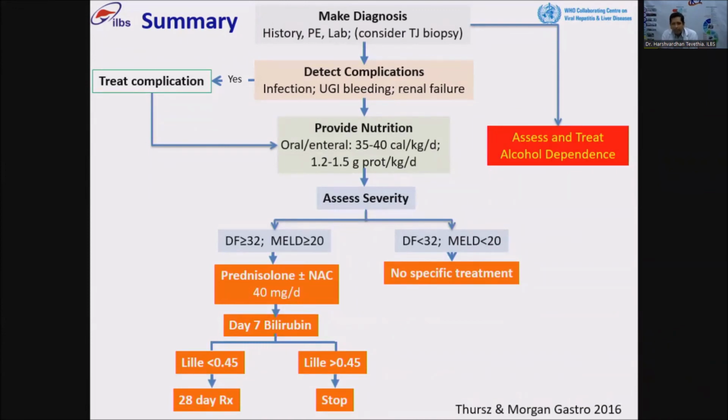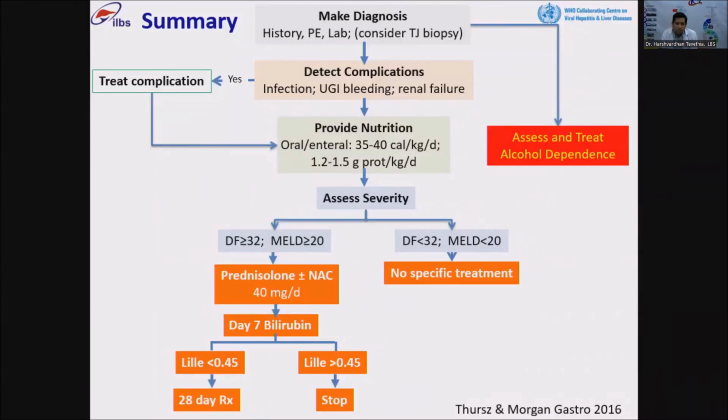When we talk of medical therapy, nutrition is extremely important, including an evening snack. Then we look at the discriminant function, which should be more than 32, and MELD more than 20. Once you have a patient with this, you need to screen him for infections. Once infection has been treated, you can start the patient on Prednisolone 40 mg per day. At day 7, you look at the LILLE score. If the LILLE score is less than 0.45, the patient is given these steroids for 28 days.